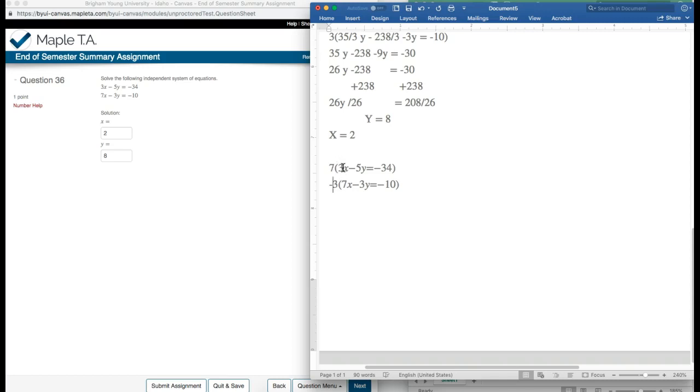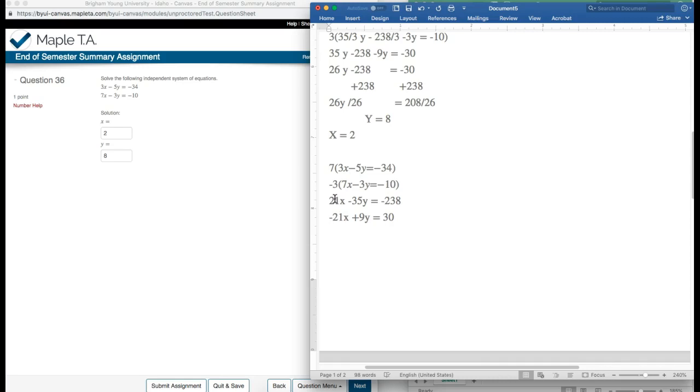Okay, so 7 times 3 gives me 21x minus 7 times 5 is 35y equals 7 times 34. Going to use my calculator. 7 times 34 gives me 238, and that's negative. And then the next equation, negative 3 times 7 is negative 21x. Negative 3 times negative 3 is positive 9y equals negative 3 times negative 10 is positive 30.